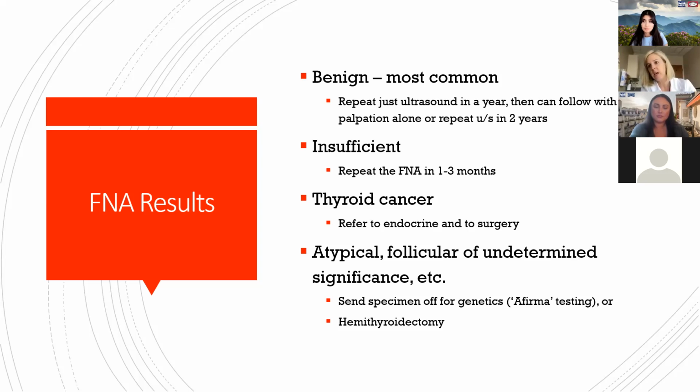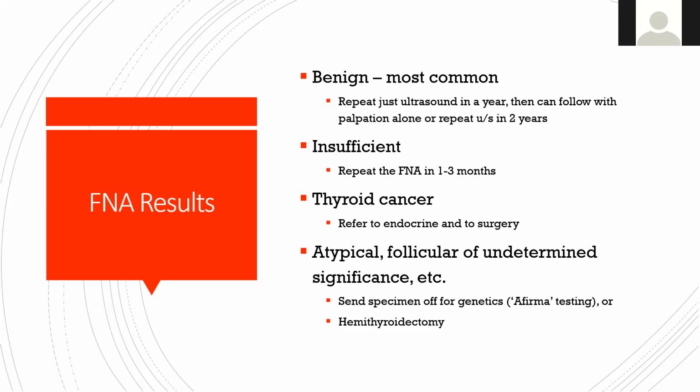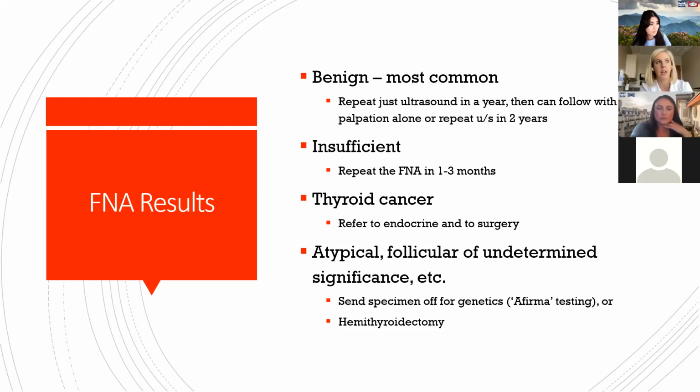And then you can get this result that I'll tell people about, where it's called atypia of undetermined significance or follicular lesion of undetermined significance. I usually tell people that just means the cells look a little funny. They're not sure if it's cancer or not. So then they just send it off for some extra testing. And it's genetic testing. They test for specific mutations that are often seen in thyroid cancers. And if they're positive, it'll give you a risk assessment of what the likelihood is that that nodule is malignant.